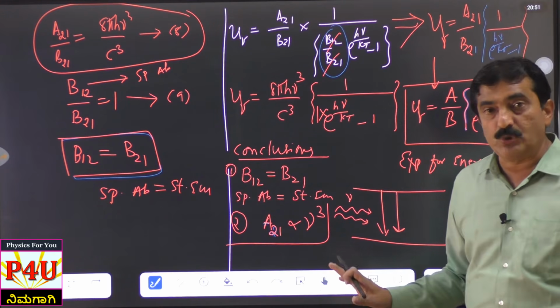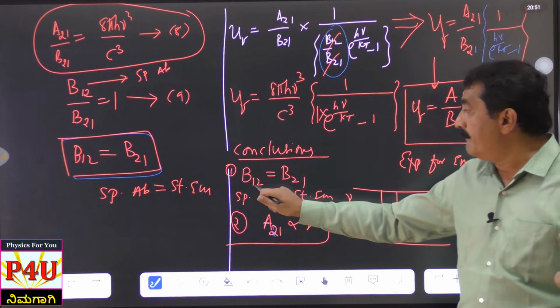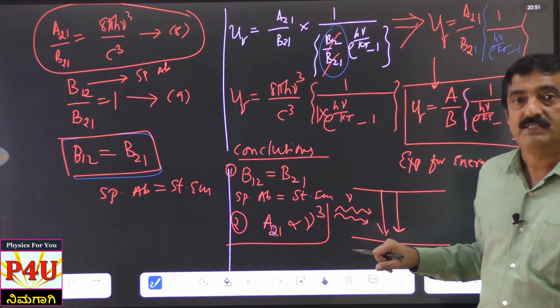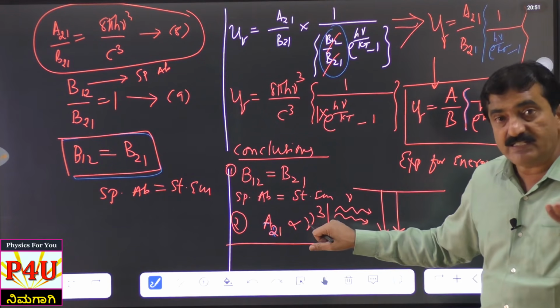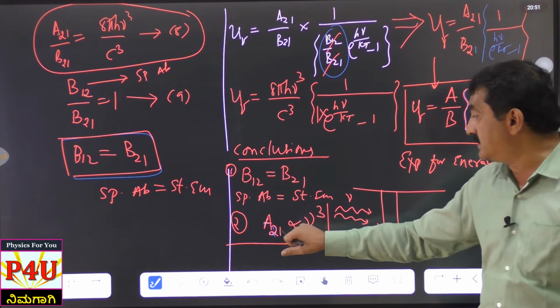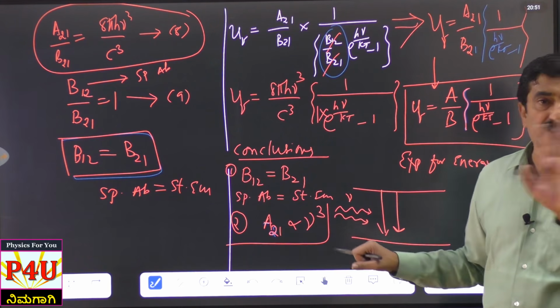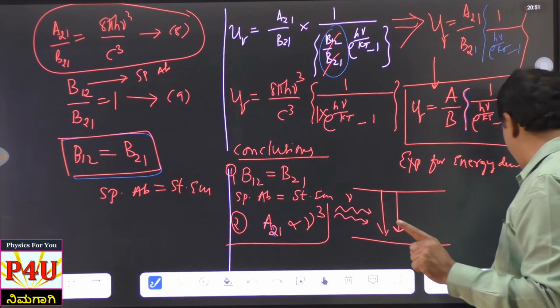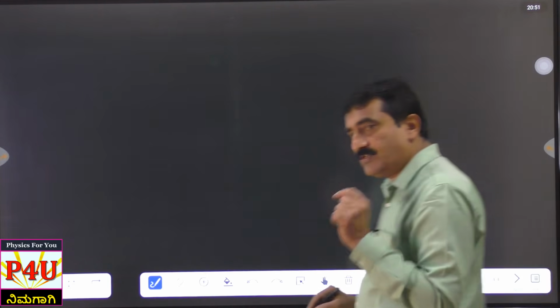So that's the conclusion. So two conclusions. Number one, rate of absorption is equal to rate of stimulated emission. Second one, if incident frequency increases, spontaneous emission increases, not the stimulated emission. Understood? Now coming back to the first conclusion.